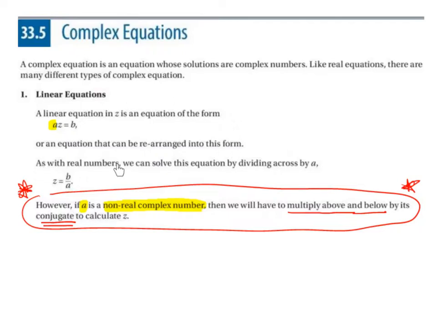As with real numbers, we can solve this equation by dividing across by A. So dividing both sides by A, we'd end up with Z equals B over A. However, if A is a non-real complex number, then we have to multiply above and below by its conjugate to calculate Z.